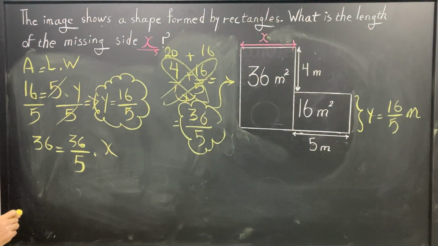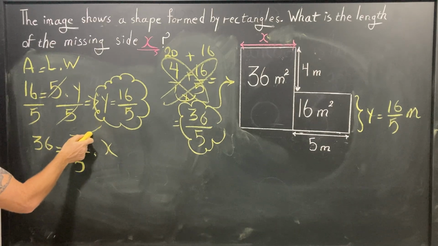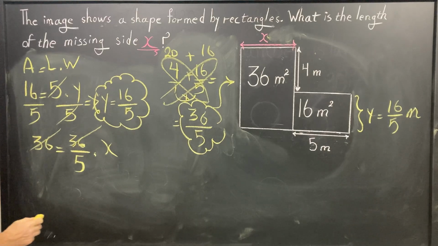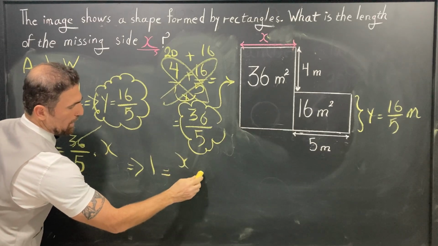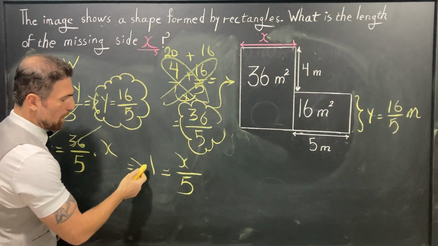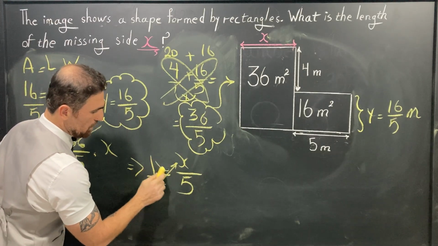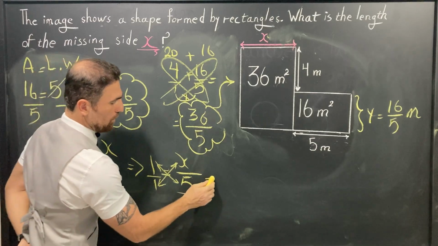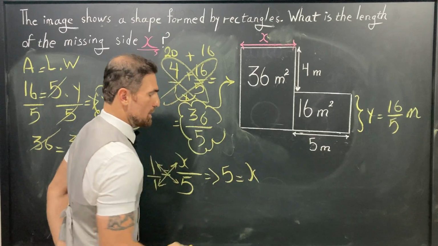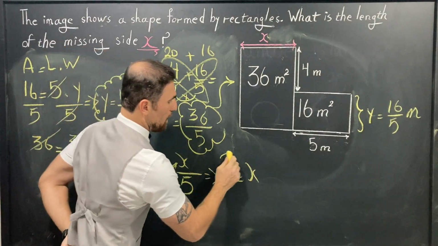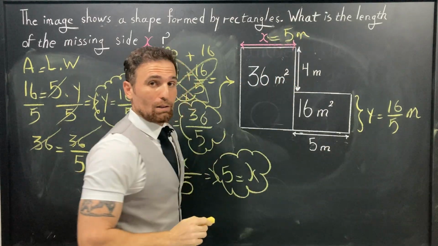How can we find the x? To find the x, we have many ways, but one of them, we can cancel off this 36 with this 36. So left side 1 equals right side x over 5. Next step, 1 is the same as 1 over 1. Now I'm going to use cross product. 1 times 5 equals 5. x times 1 equals x. So x is going to be 5. Let me write it here. And this is the correct answer.